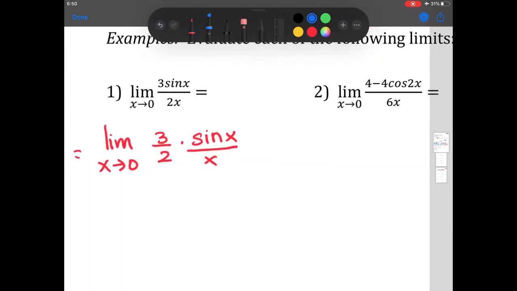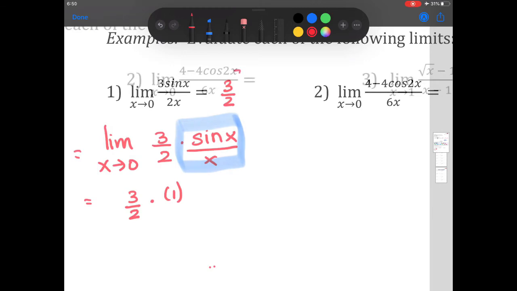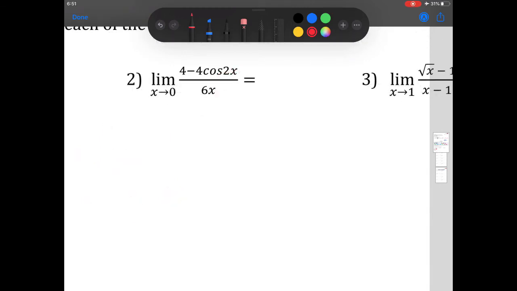Our example 1 is given to us. I rewrote it by separating my constant, which is 3 over 2, and this is what? My special limit, right? Sine x over x is what? Just 1. So I'm going to apply the limit. Limit of a constant is just the constant. So 3 over 2 times 1, which is 3 over 2.